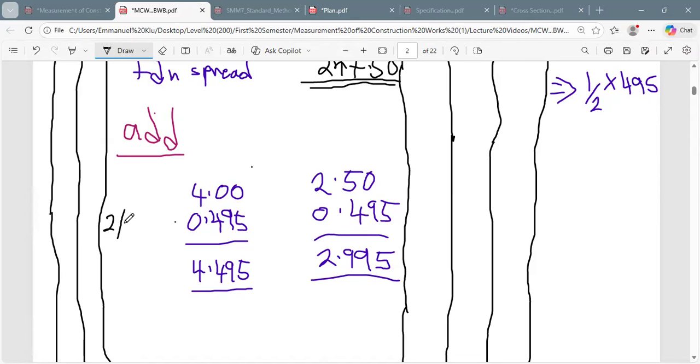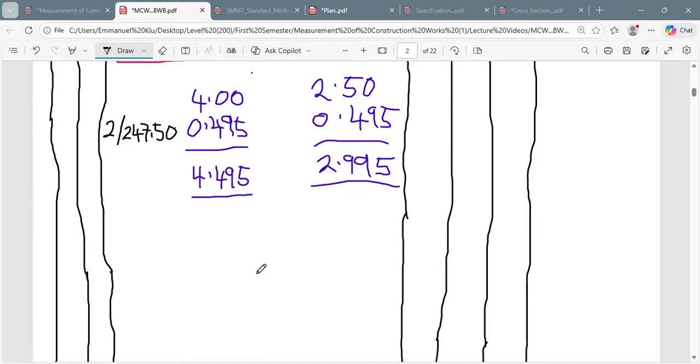So we said 2 times the spread of a single side. You're going to get the total spread, 274.50. At the end of the day, you divide your answer by 1,000 to get your answer in 0.495.